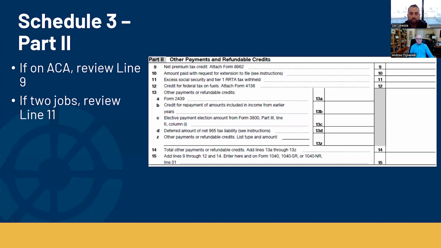So if you worked for two companies and your income was over 170,000 with at least one of them, chances are you paid too much into Social Security and line 11 is going to have a big number in it. And again, it's dollar for dollar refund of money. Yep.